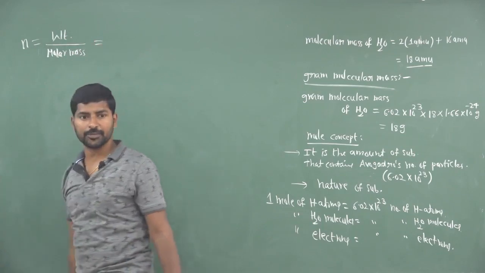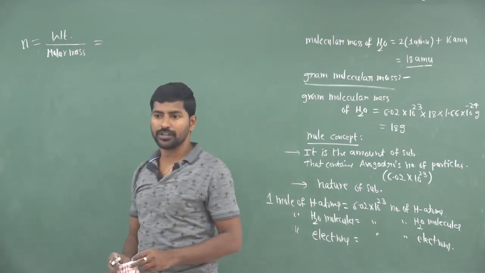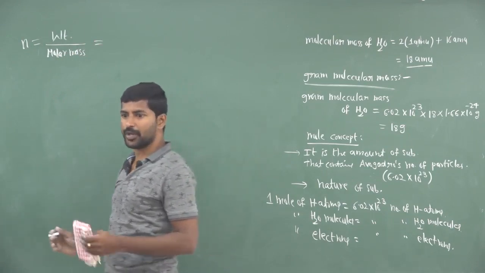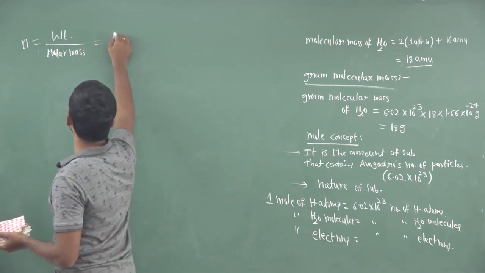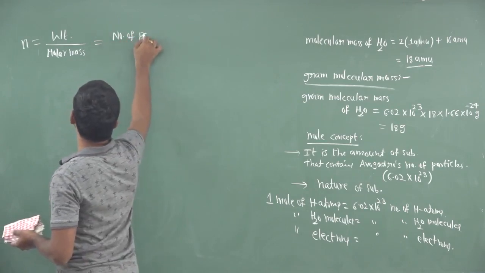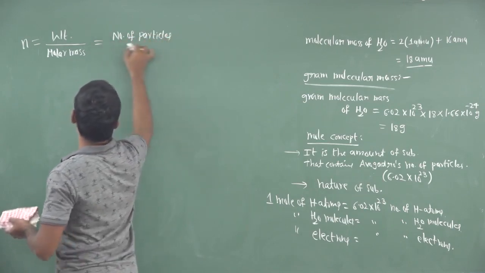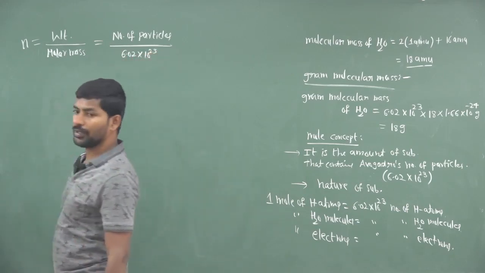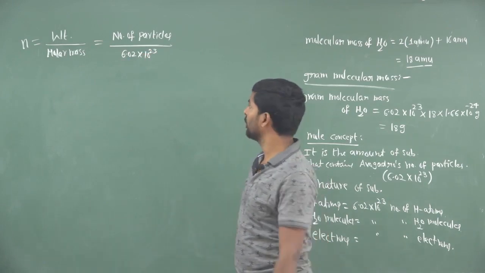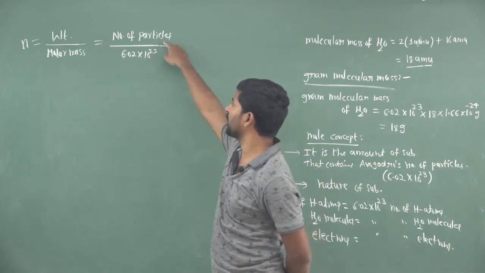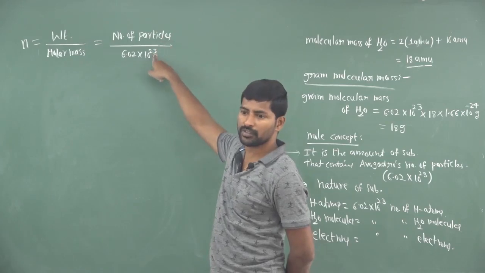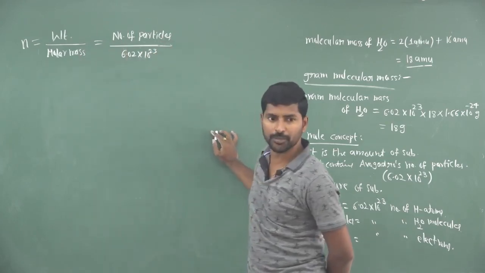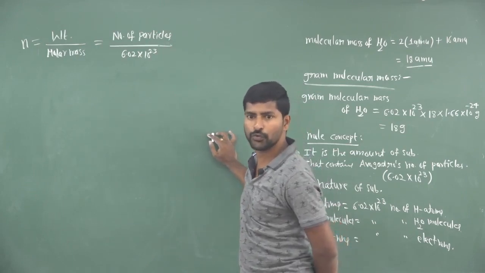If number of particles I am giving, how to calculate number of moles? Number of particles by Avogadro number gives number of moles. I am giving 6.02 into 10 power 23 particles means how many moles of particles? 1 mole of particles. I am giving 12.04 into 10 power 23 number of particles. The number of moles is 2.